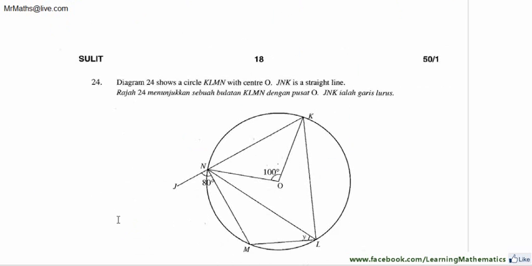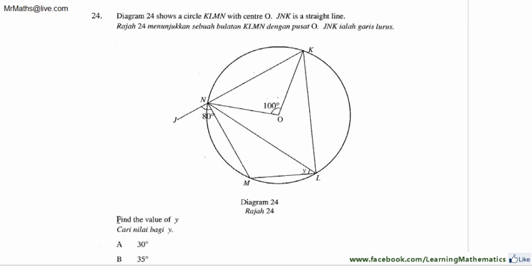Number 24. Diagram 24 shows a circle KLMN with center O, and JK is a straight line. Find the value of Y. Where is Y? Oh, there's a tiny Y there. So we want to find Y.